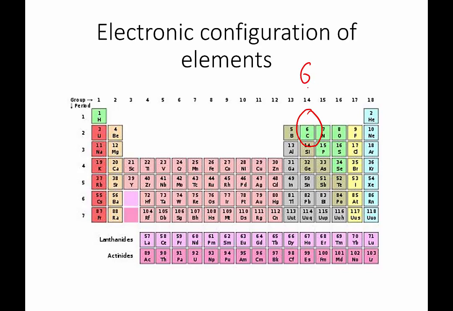Carbon is in period 2, so I can first put 2 electrons in the orbital 1s. I can then put 2 electrons in the orbital 2s, so that's 4 electrons filled up, and I need another 2 electrons that I can put in the orbital 2p. So the electronic configuration of carbon for the 6 electrons would be 1s2, 2s2, 2p2.